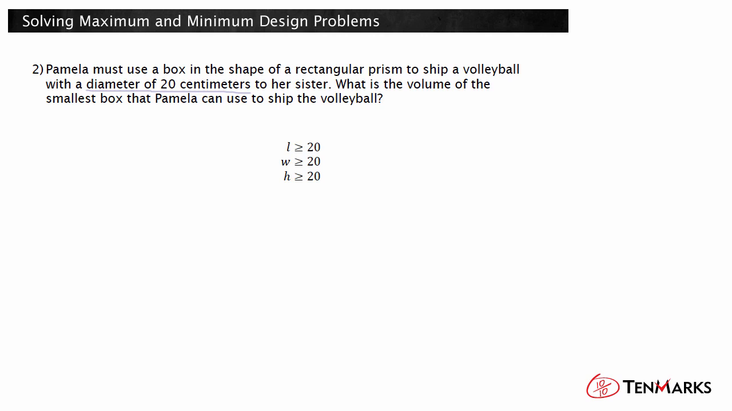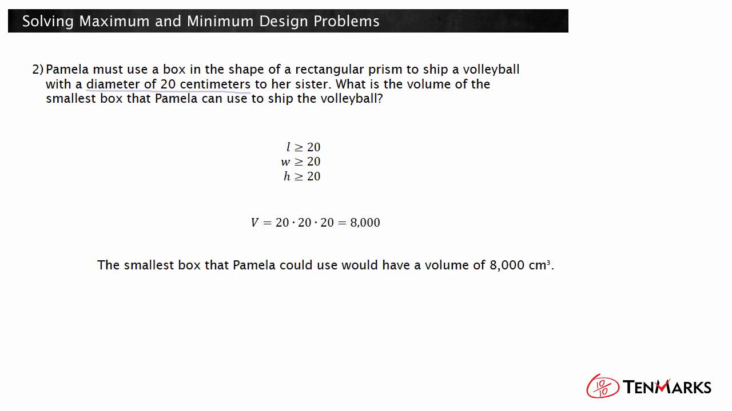And the volume of a rectangular prism is the product of the length, the width, and the height. So the smallest box that Pamela could use would be a box with a volume of 8,000 cubic centimeters. Now you know more about how to solve 2- and 3-dimensional design problems involving maximums, minimums, and exact values. Thanks for watching.